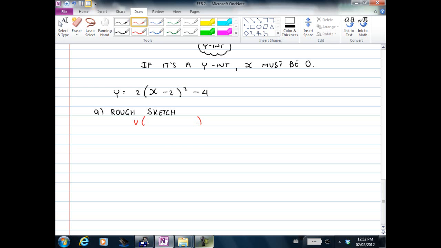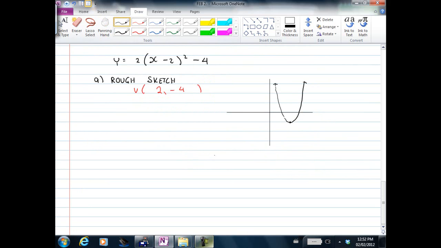Ruby, what's the vertex going to be? (2, -4) is correct. So why don't we do a rough sketch right now? I'm going to guess (2, -4) is here. And let's just draw this graph. Only problem is, I don't know what the exact point of my x and y intercept is. So let's do the math behind this.